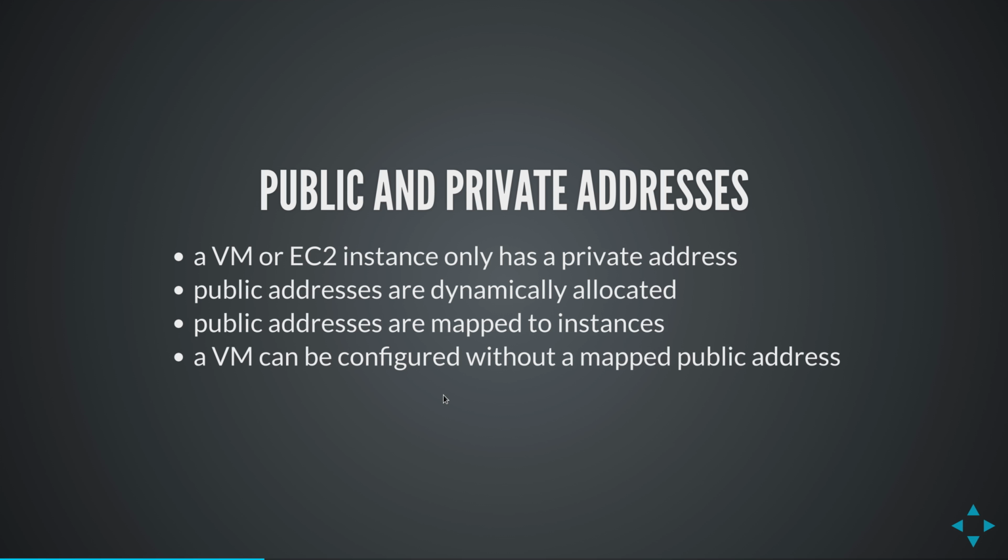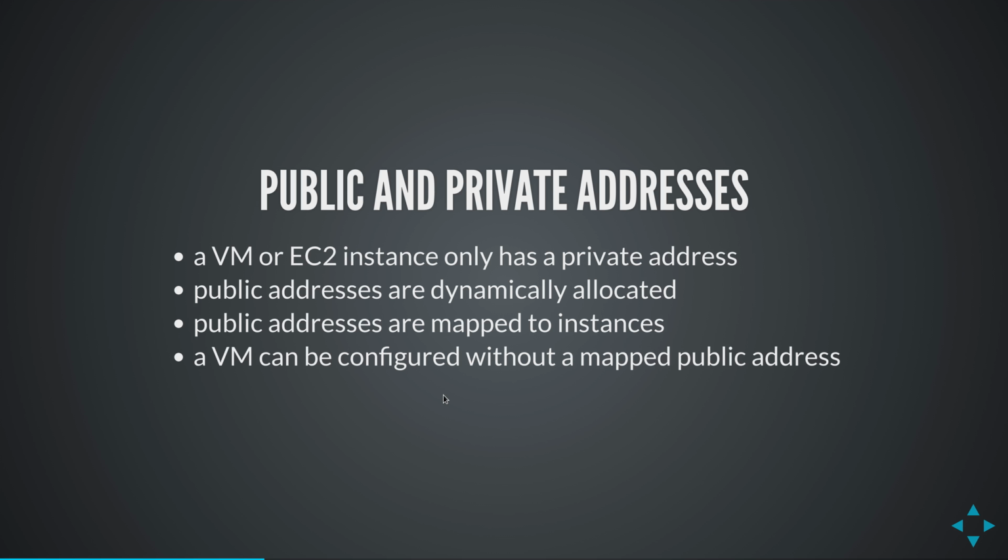So this is what I explained. A VM has a public address dynamically allocated and mapped to the instance. But if you look into the VM itself and ask for a listing of the IP addresses locally, you'll never see the external addresses. It only is aware of its private addresses. And a VM can also be configured to not have public addresses mapped.